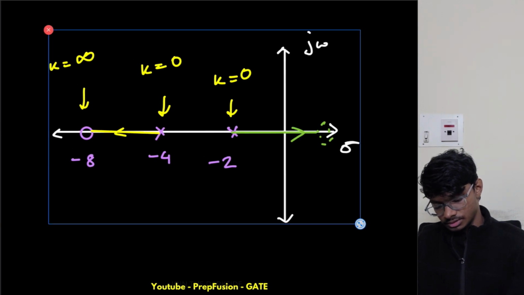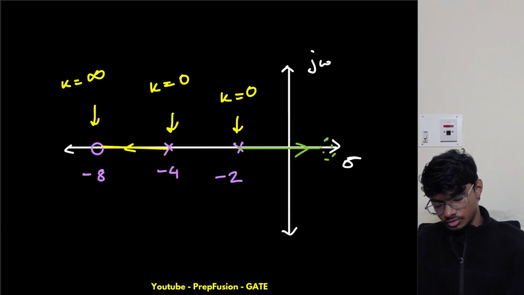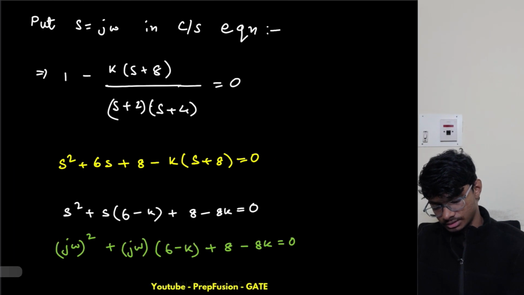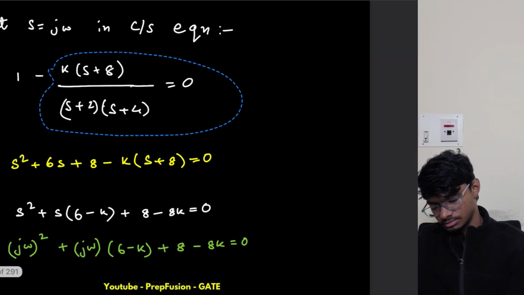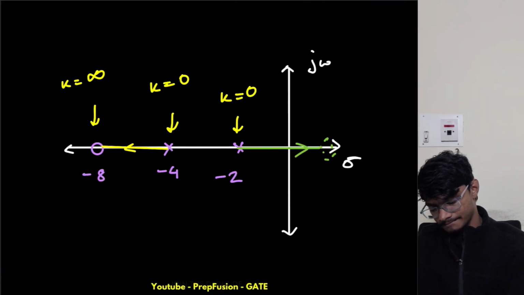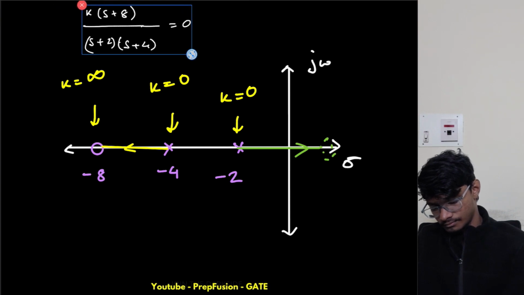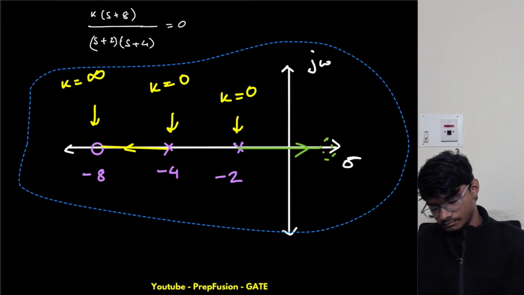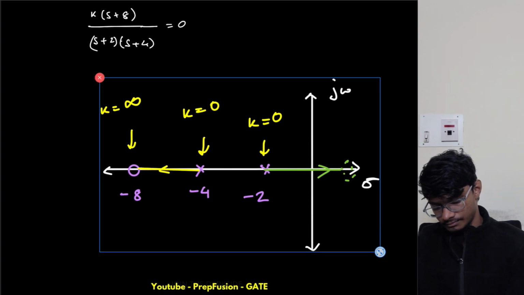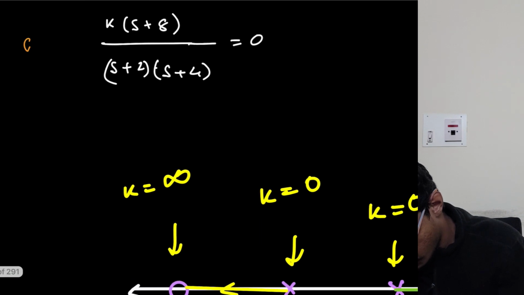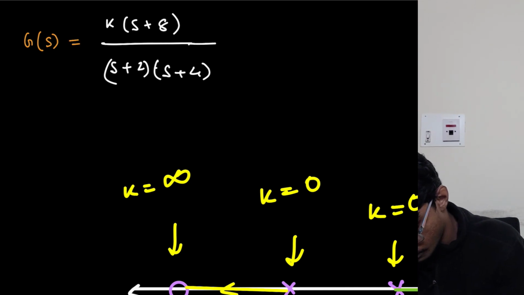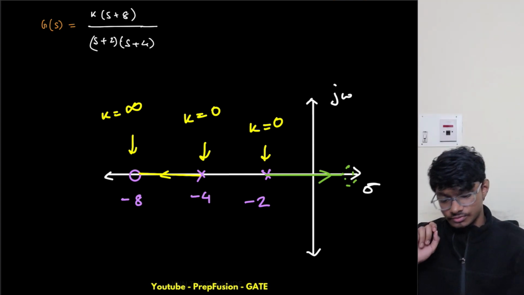This I will make bigger, and I will also copy the characteristic equation. What I can write: G(s) equals to this one.